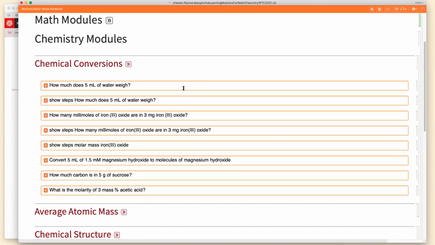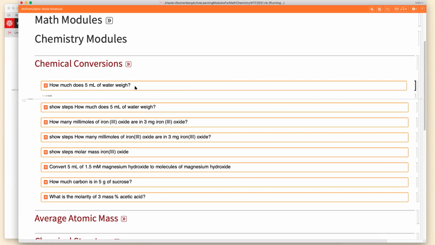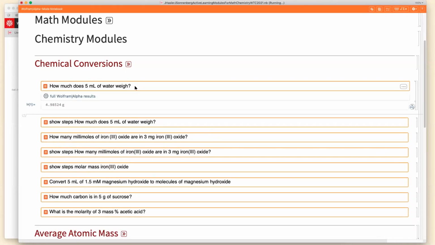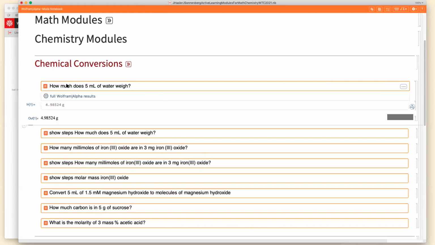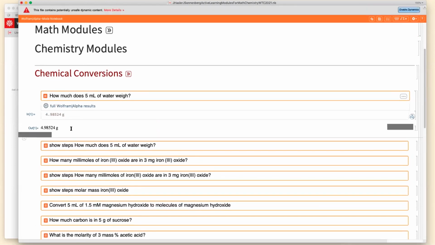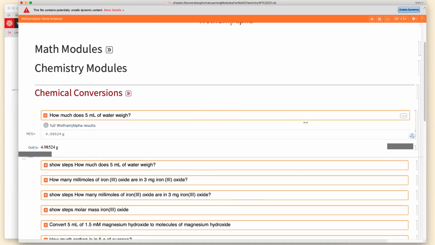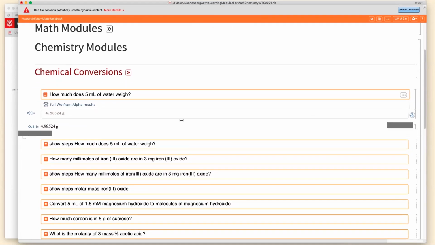So chemical conversions, if you haven't taken a chemistry class in a little while, look something like this. How much does 5 milliliters of water weigh? So you have to go grab the density and do the conversion from the volume to grams. And what you see right away is that we have the output.